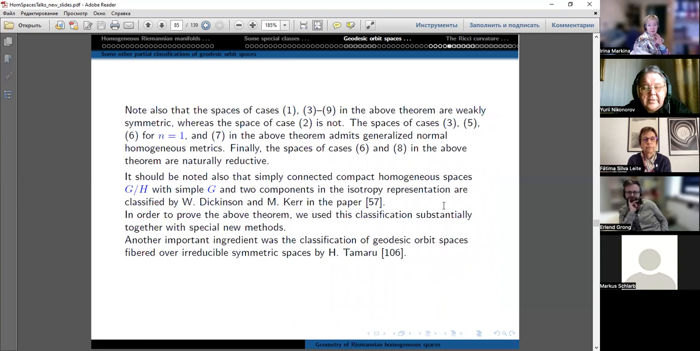Now, some ingredients of the proof. I said that we use some classification results: the classification of simply connected compact homogeneous spaces with two components in the isotropy representation by Dickinson and Kerr. Another important ingredient was the classification of geodesic orbit spaces fibered over irreducible symmetric spaces by Hiroshi Tamaru, and so on, so on. Technically, not so easy, really.